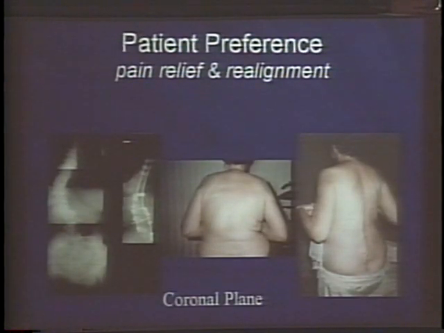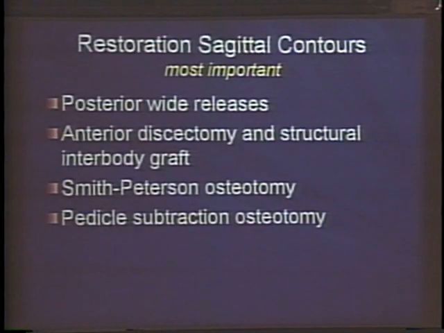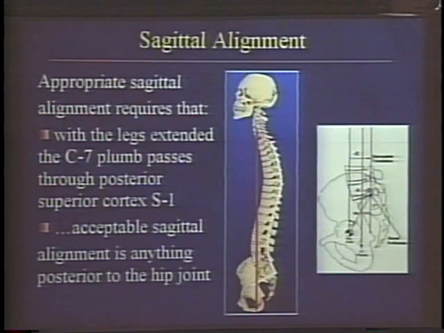The patient preference is primarily two. They want pain relief, but they also want realignment. And we see here marked improvement in the clinical appearance with modest improvement in the radiographic appearance. So restoration of sagittal contours, I think we discussed the Ponte-type osteotomies, which is mandatory in this condition. I think that anterior surgery or multiple level TLIF is also mandatory, and this would require anterior discectomy and structural interbody grafts. A pedicle subtraction osteotomy can be added if sufficient correction of the kyphosis or restoration of the lordosis cannot be done by the combined Ponte osteotomies and discectomies.